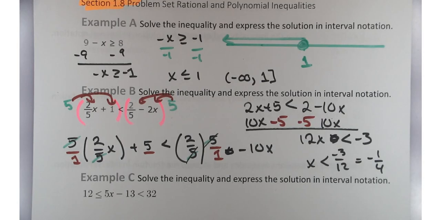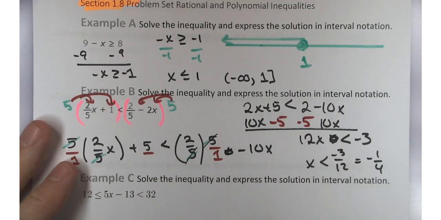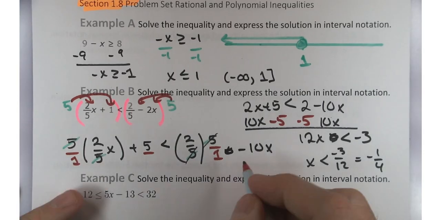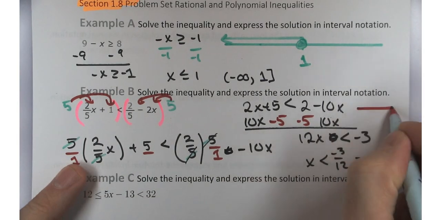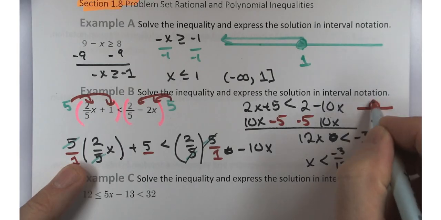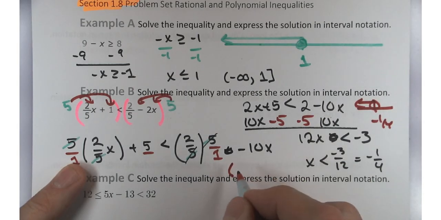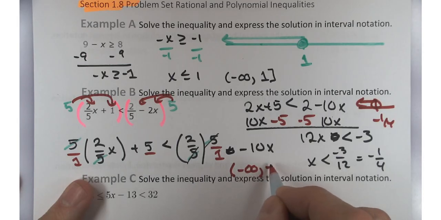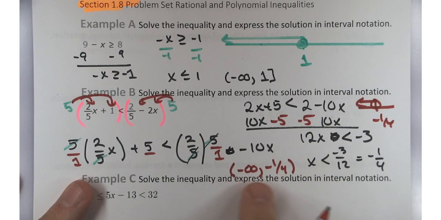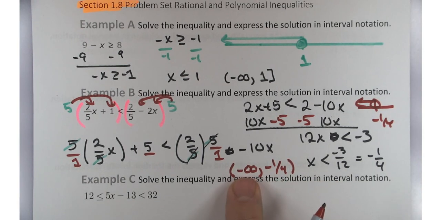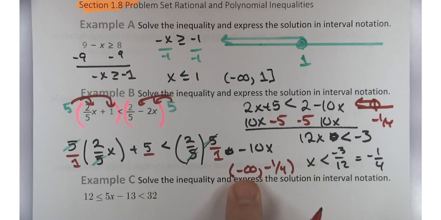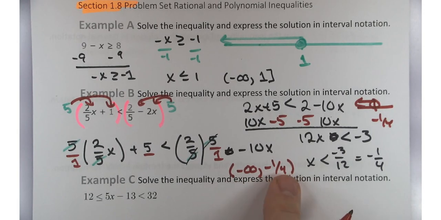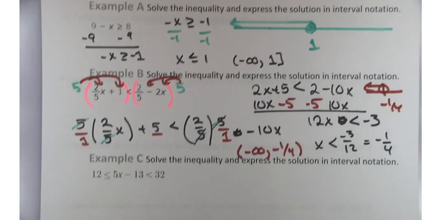for example B, yeah, good question. It would be, so x is less than, so it would be an open circle to the left. So it would be parentheses, negative infinity, comma, negative 1/4, parenthesis. Yes. So negative infinity to negative 1/4, and negative infinity and positive infinity are always going to get a parenthesis. Negative 1/4 here gets a parenthesis because we're not including that. Yes, well done.